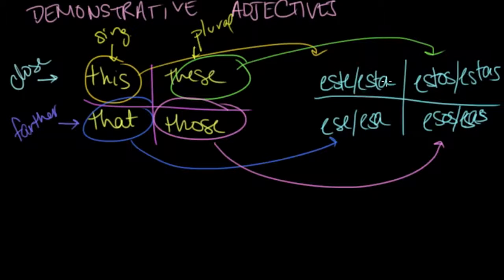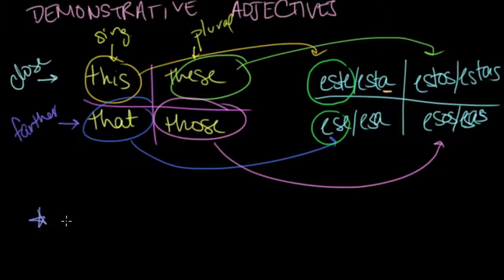So if your this is feminine, you would use the feminine form here. Same over here. It is important to note that the singular masculine form does not end in O, it ends in E. So esto is not a correct demonstrative adjective. So let's try a few examples using these. They're pretty easy to use.